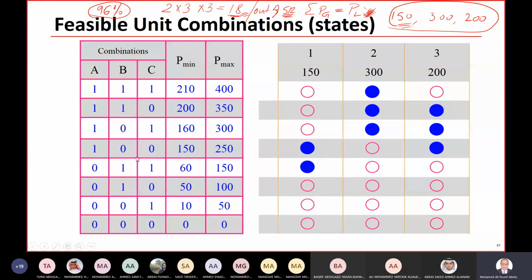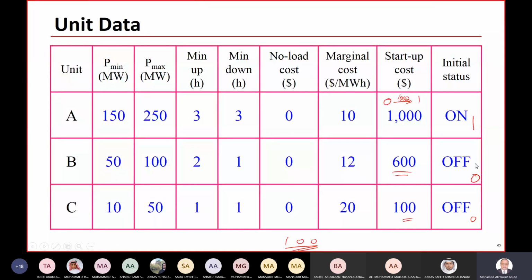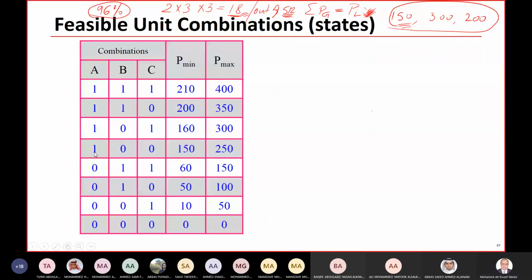We are here initially. The initial solution or initial combination was 1 0 0. So if this becomes a 0, that means you switch off unit A. If you compare this combination with this combination, okay? So if you switch this off, maybe this will violate the minimum startup time. So maybe this combination in a certain period is not feasible, and so on.